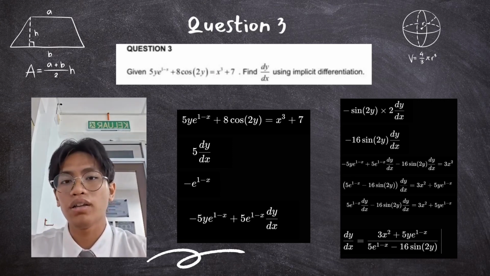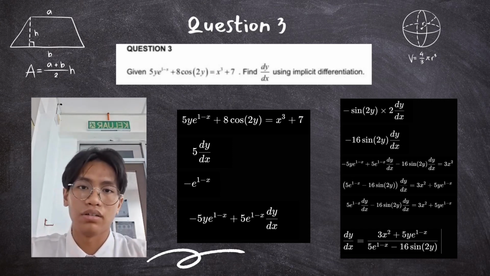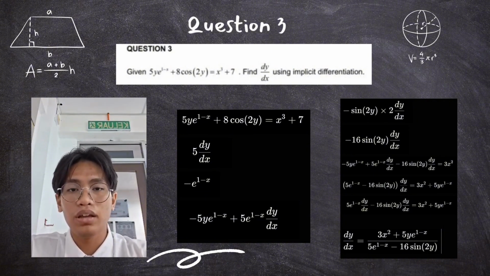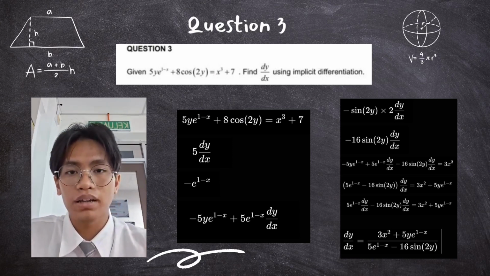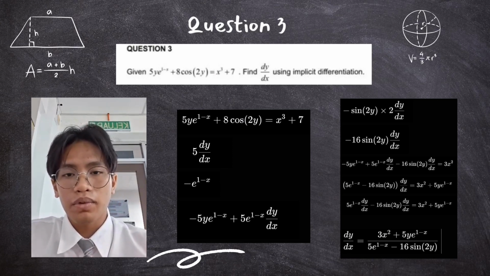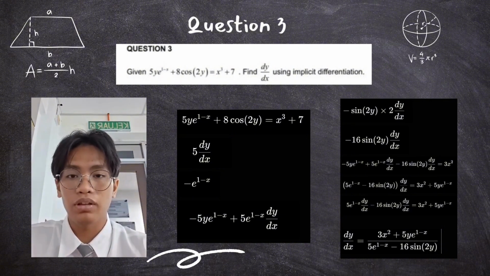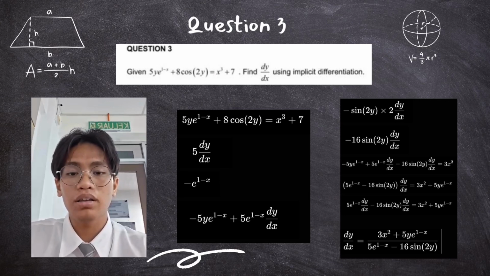The derivative of 1 minus x is negative 1, so the derivative becomes negative e to the power of 1 minus x. Applying the product rule gives negative 5y e to the power of 1 minus x plus 5e to the power of 1 minus x dy over dx.